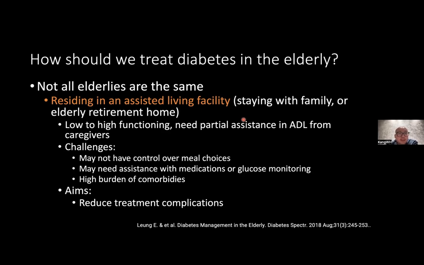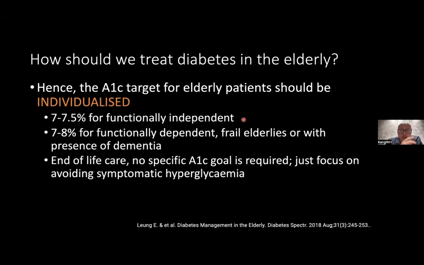So in this group of patients, what we aim for is to reduce the complications of the treatment, and to try to keep the sugar level as good as possible without affecting them. So in other words, reduce hypos. So if there is nothing that you can remember from today's talk, the only word that I would like to remind you of is individualize. So how you treat diabetic elderlies is individualized.